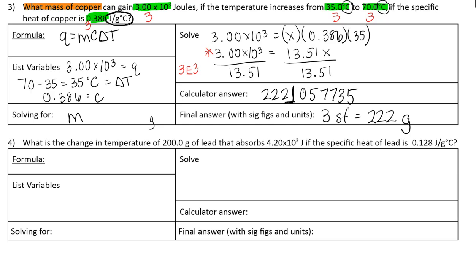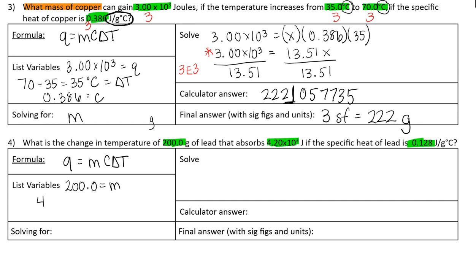So that's what I have to put on my answer. All right, let's try one more. It's going to be Q equals MCΔT again. Same formula. Grab your highlighter. Let's look for some stuff. Okay, there's a number. There's a number. There's a number. Let's figure out what they are. So this 200 says grams. Grams is the unit for M for mass.